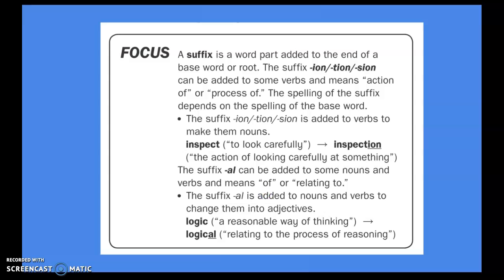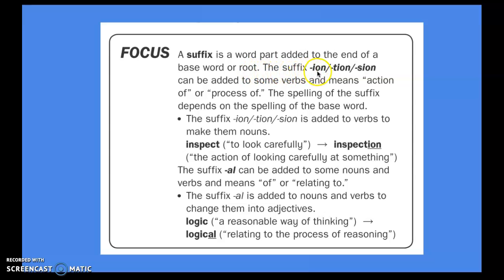Alright, at the top it has our focus, and our focus for this particular lesson is, of course, a suffix. So we have been working with suffixes the past couple of weeks, so now we are just going to add a couple more to what we already know. So as it says, a suffix is a word part added to the end of a base word or root.